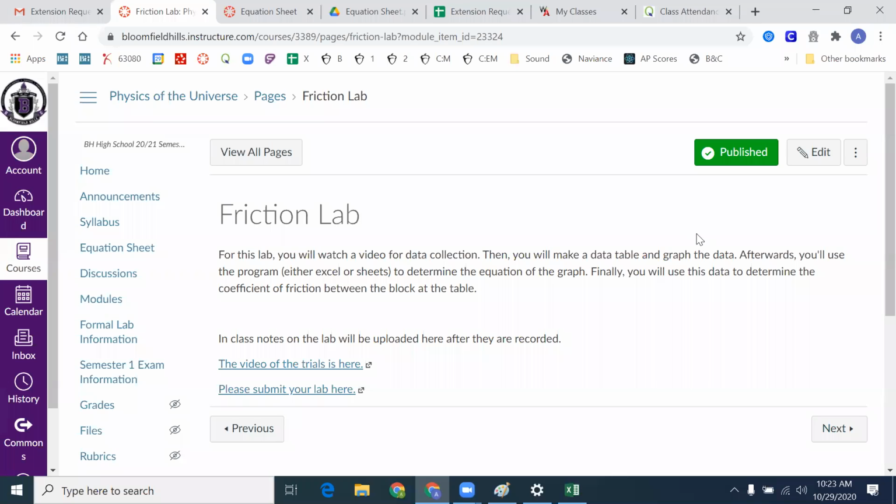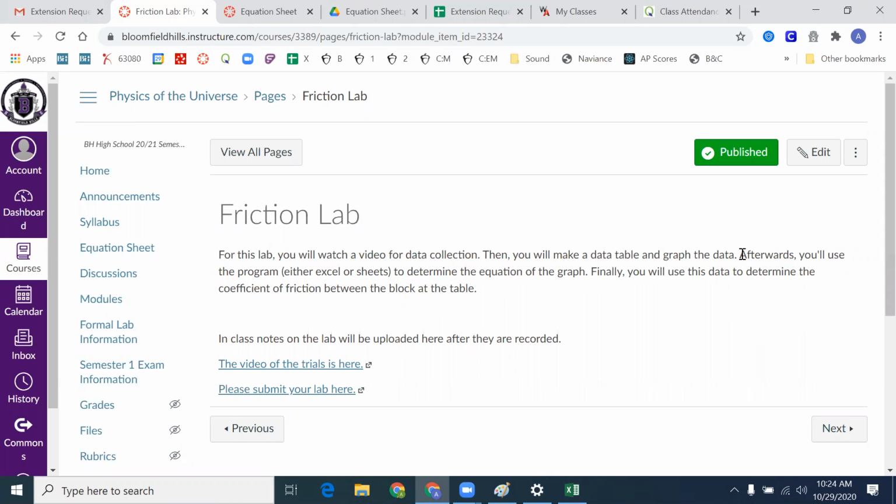Okay, so for the friction lab, what you're going to do is watch a video for the data collection. In your analysis, you're going to make a graph and a data table. Each person should be able to do this on their own. However, you are allowed to work in groups of no more than 4 total people.